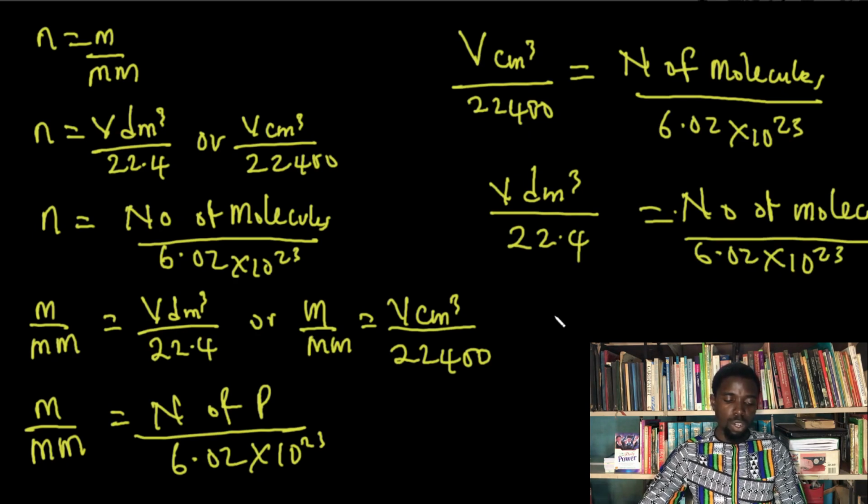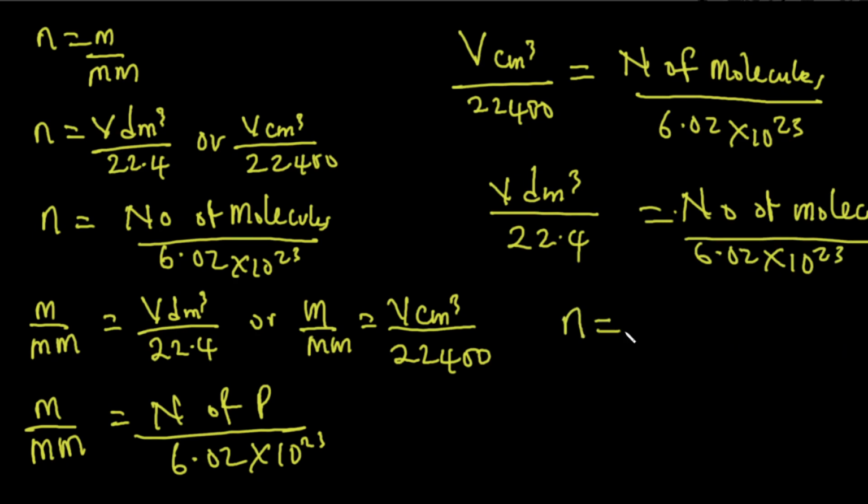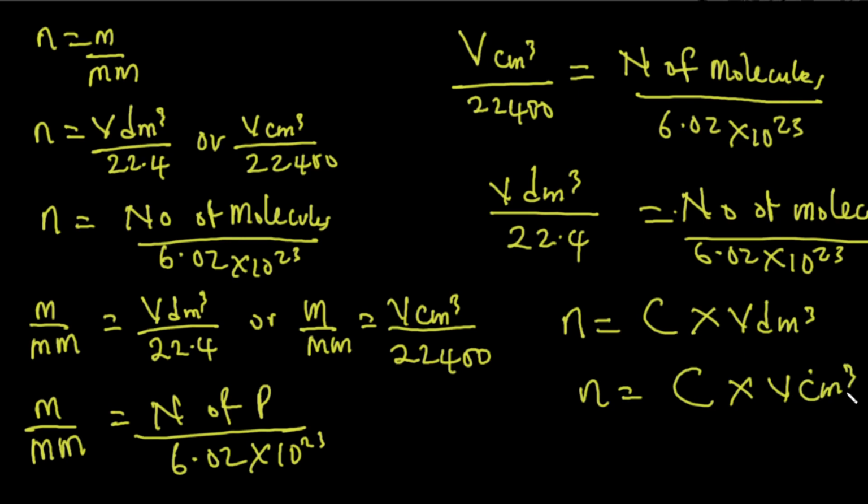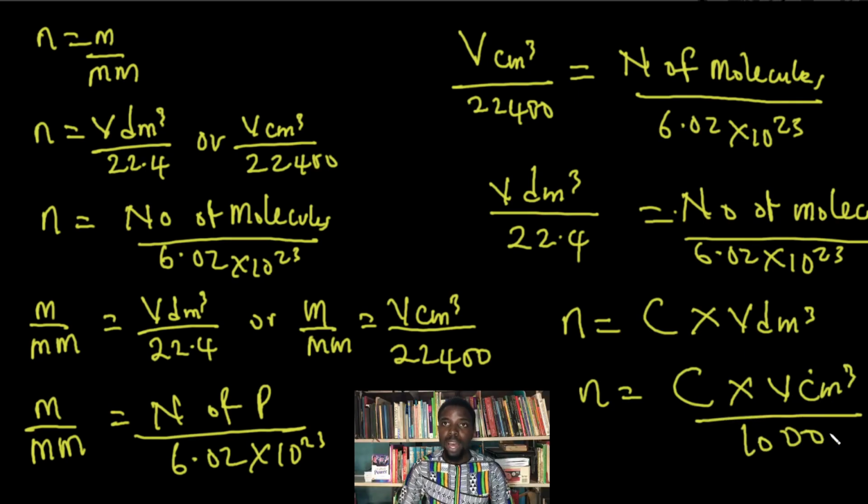Then we go to the relationship between number of moles and concentration. N equals C multiplied by V in dm cube, or N equals C multiplied by V in cm cube all over 1000. So please do memorize these particular relations and have them in your head.